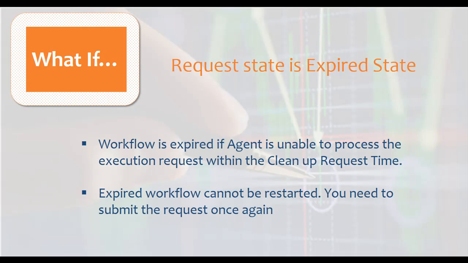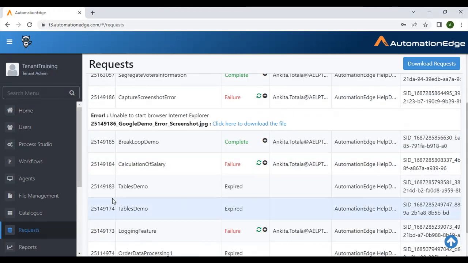Let me show you an expired workflow request. So you can see here, this particular workflow request has expired. Here neither the restart option nor the plus icon is available. So this expired request cannot be restarted. In such cases, you need to submit the execution request once again through the catalog.